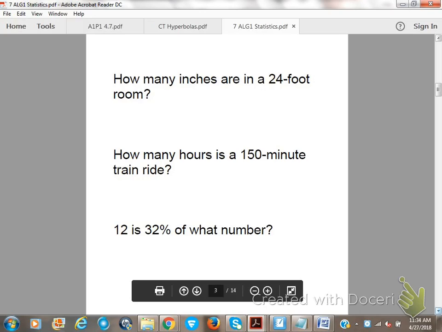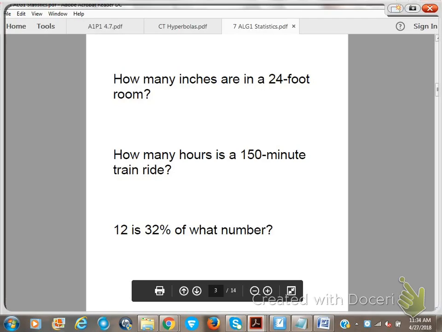How many inches are in a 24-foot room? How would you figure that out? 24 times 12. Very good. We know that in 1 foot there are 12 inches. So if you're dealing with a 24-foot room, then you have to take 12 times 24. 288. 288 what? Inches. Good.